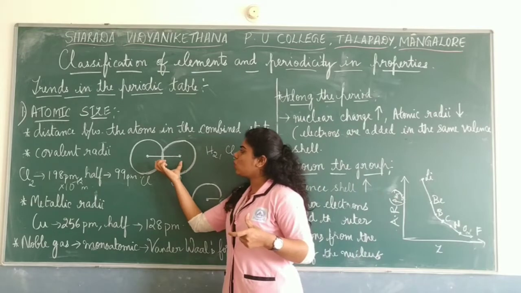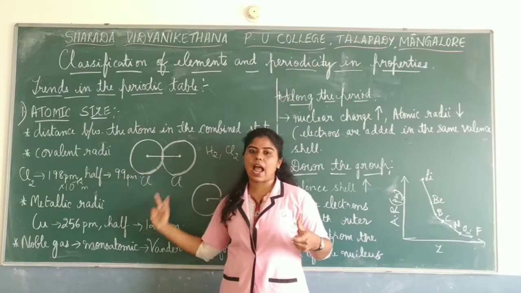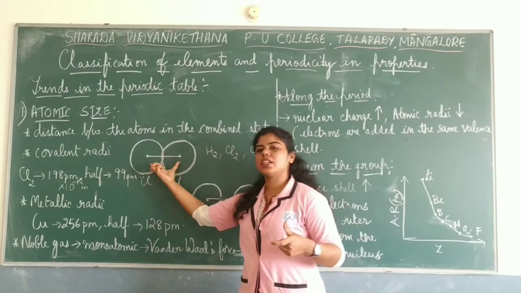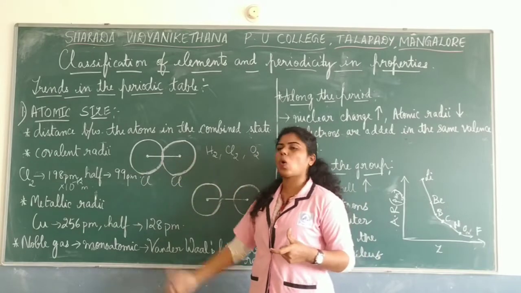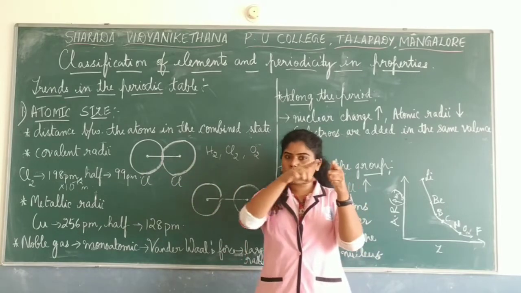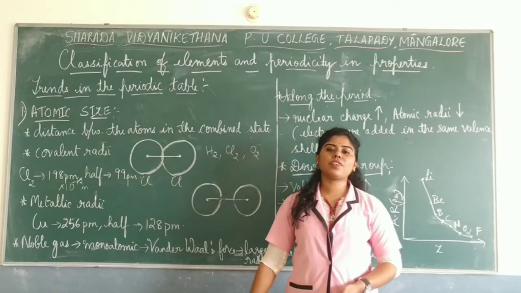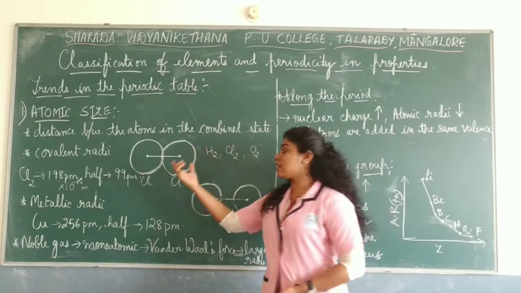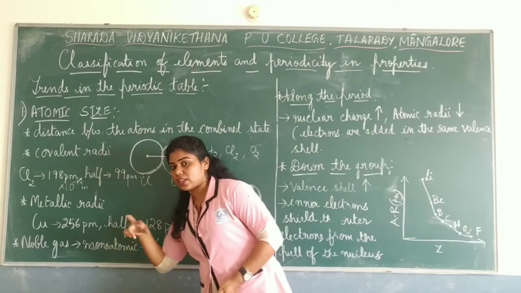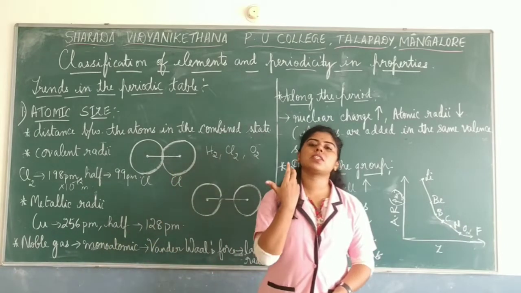We take the two adjacent atoms and identify the distance, the same way we did it for covalent radii. We take the total distance between the two nuclei of the atoms and make half of it, which gives the radii. When it is done in metals between two adjacent metal atoms, it becomes a metallic radii.